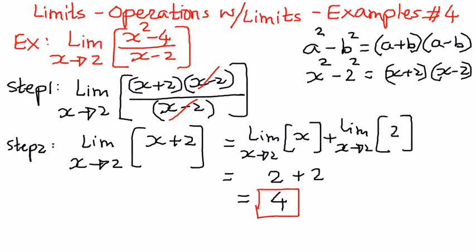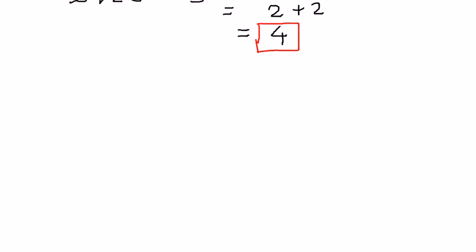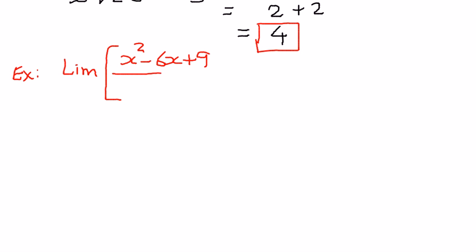Let us look at another example here, in which we're going to have a trinomial in the numerator. Find the limit for this particular function: the limit of (x squared minus 6x plus 9) divided by (x minus 3), as x approaches 3. That is the question we have. To solve this problem, we're going to break it down into different steps, and we're going to write this out as follows.